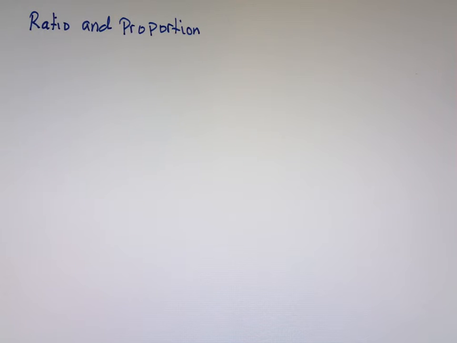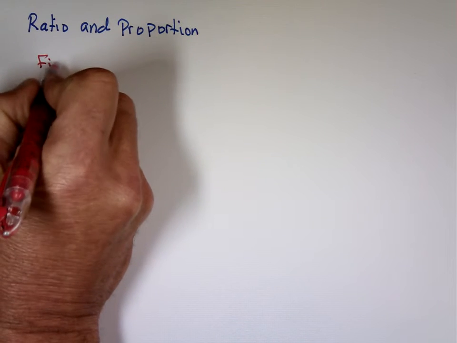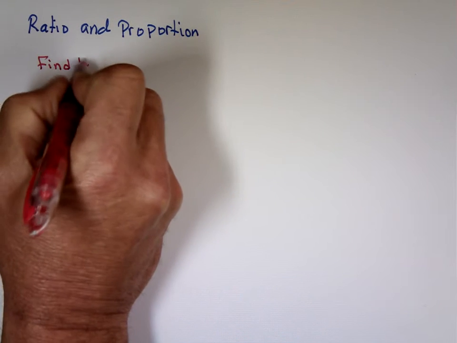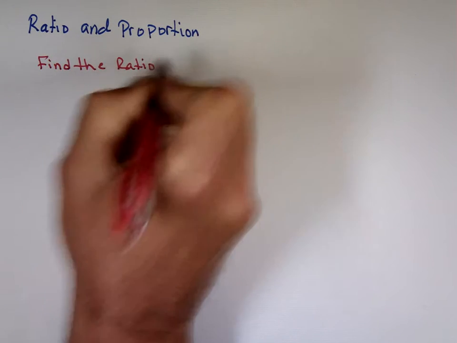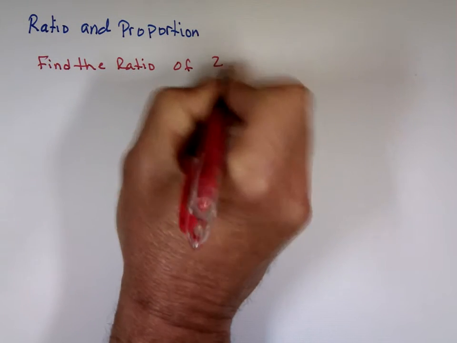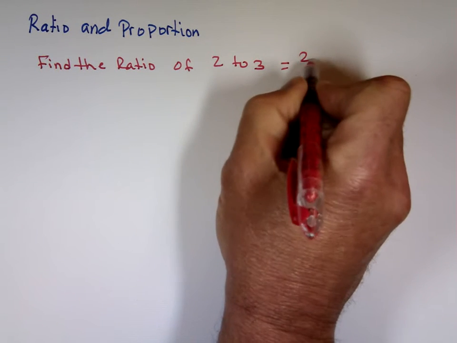If you remember from pre-algebra, we used to say find the ratio. In case you forget what a ratio is, find the ratio of 2 to 3. And we wrote that, what? 2/3.